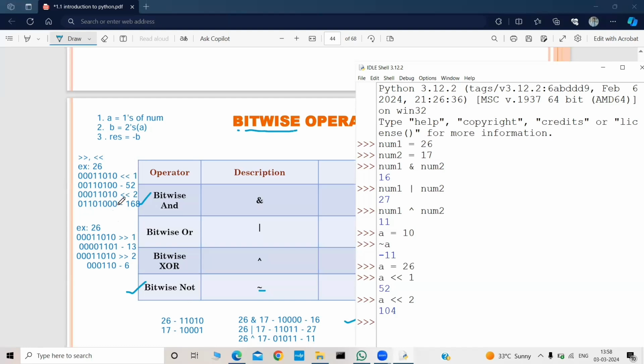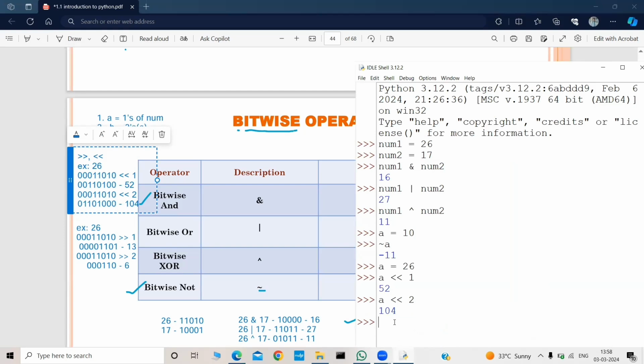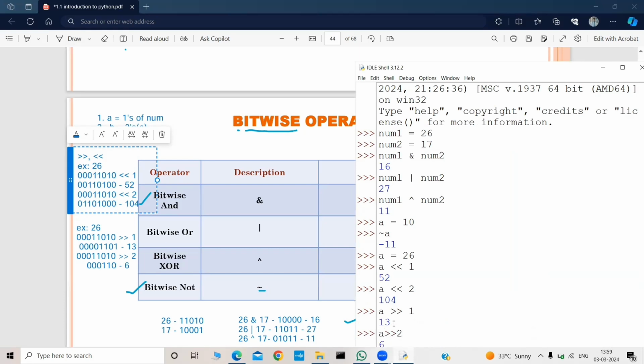That was 8, so here 2 power 3, 8, plus 2 power 5, 32, plus 2 power 6, that was 64. 8 plus 32 plus 64, that was 104, not 168. So this was 104. And then I will do A right shift 1. I got 13. And I will do A right shift 2, that was 6.